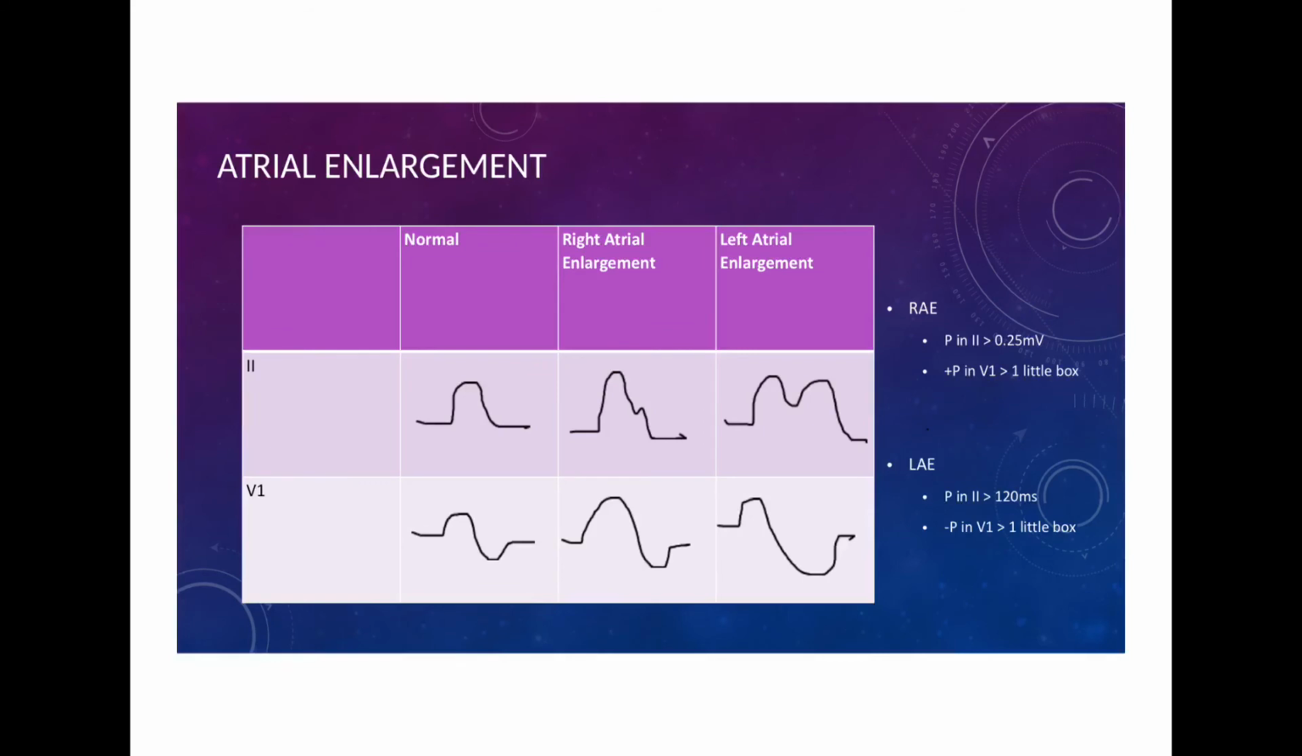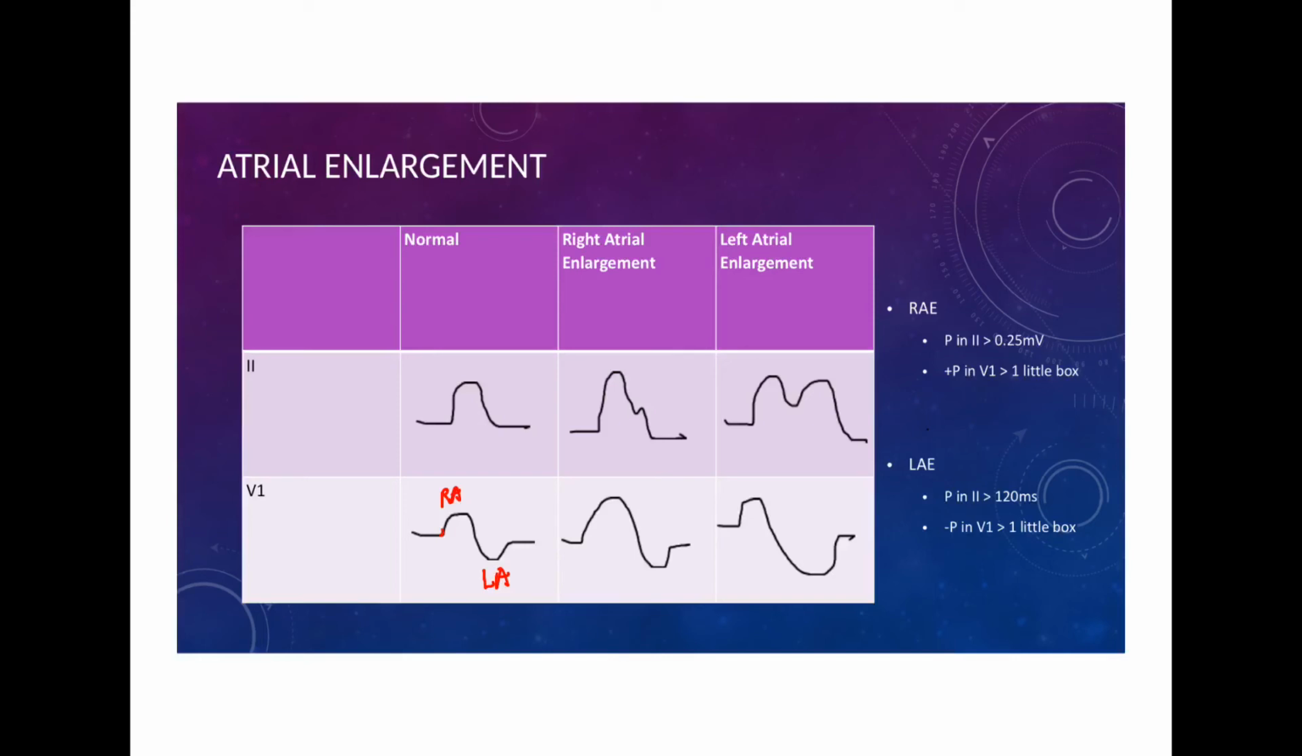Enlargement of the atrium: you're going to look in leads 2 and V1. Normally you see a small positive P wave in lead 2 and a biphasic P wave in lead V1. So it starts to go up and then down. And this represents the right atrial depolarization, and this represents the left atrial depolarization, which occurs just a little bit slower because of Bachmann's bundle.